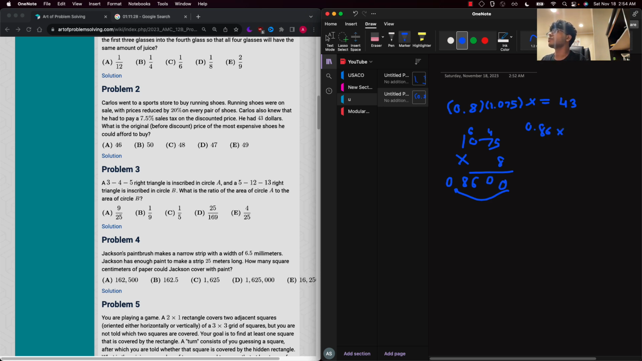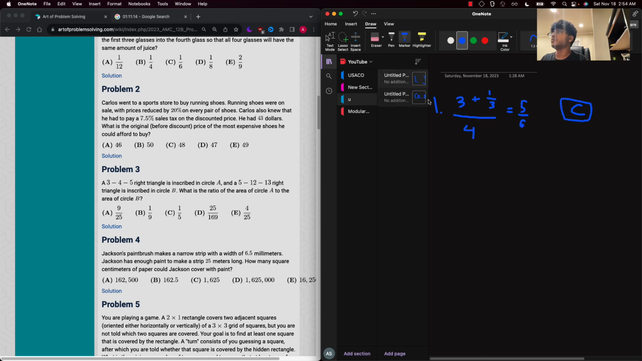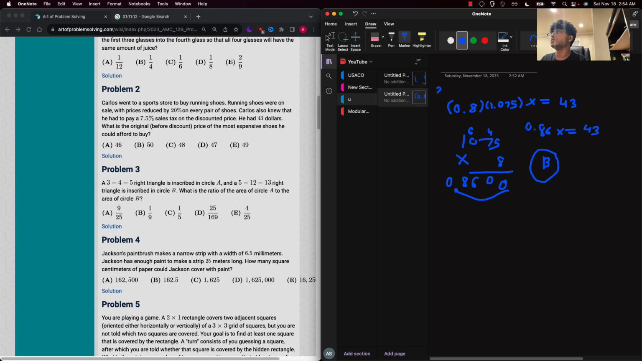Oh, okay, and then 43 is 1/2 of 86, so this should just be 100 divided by 2, which is 50. So I think we're getting B. I should label these 1 and 2. This is 2. Next.